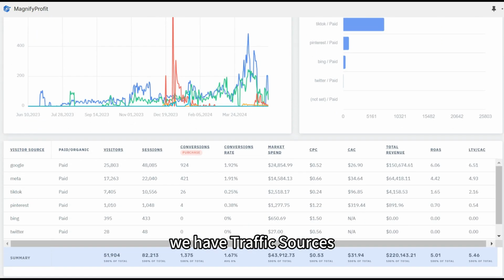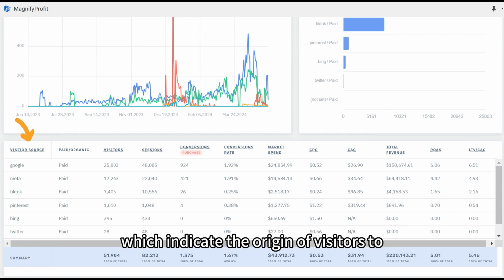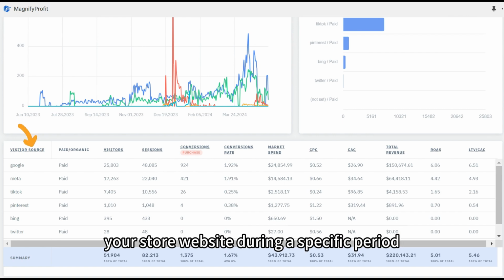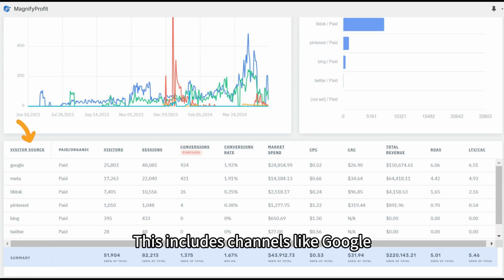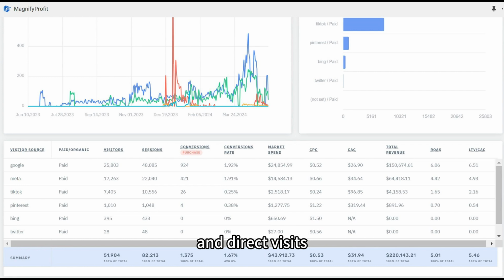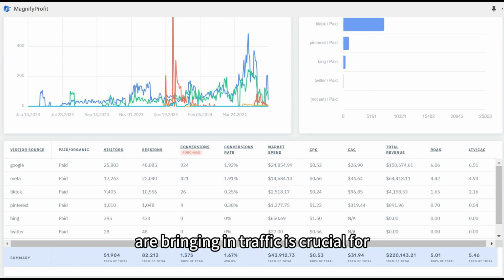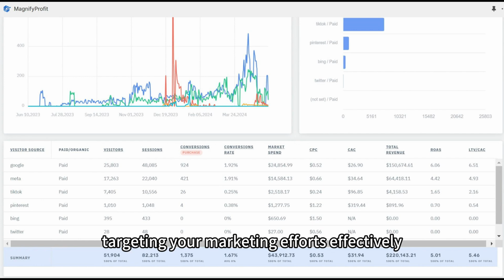First, we have traffic sources, which indicate the origin of visitors to your store website during a specific period. This includes channels like Google, Meta, TikTok, and direct visits. Understanding which channels are bringing in traffic is crucial for targeting your marketing efforts effectively.